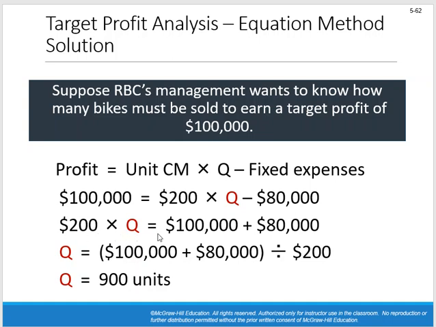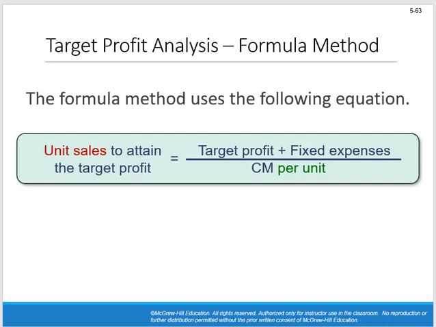And if you follow the math all the way through, we're moving the 80,000 to the other side. So we get 200 times Q equals 100,000 plus 80,000. So Q equals 180,000 divided by 200, and we get 900 units. So I don't love the way they're showing their work on their algebra here, but I also just don't love this equation method either. I prefer what they refer to as the formula method, which to me is much closer to our break-even analysis, thinking that under break-even, our target profit was 0. So under break-even, we're just taking fixed divided by our CM per unit because the target profit was 0.